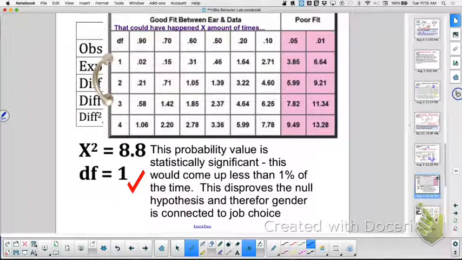Yes? So does that mean that if it was purely up to chance, it would happen less than 1% of the time? If it was purely up to chance, I would expect a very small deviation.